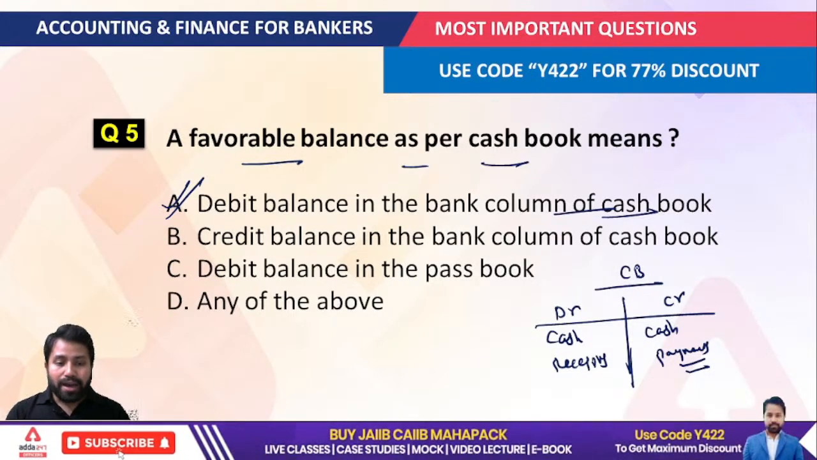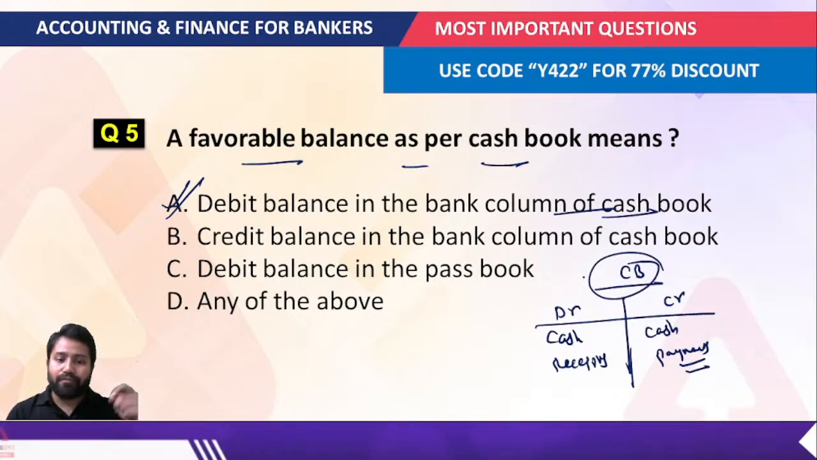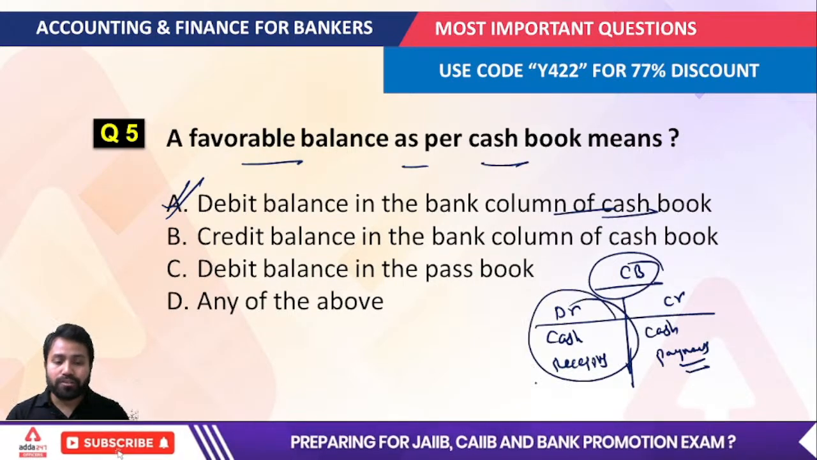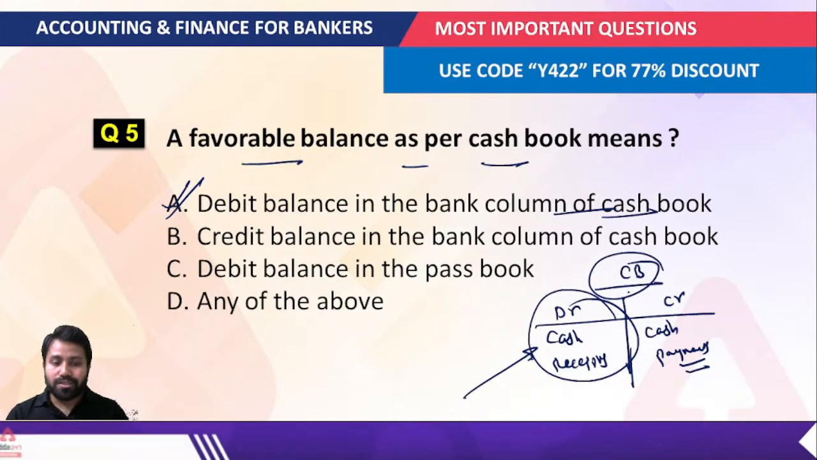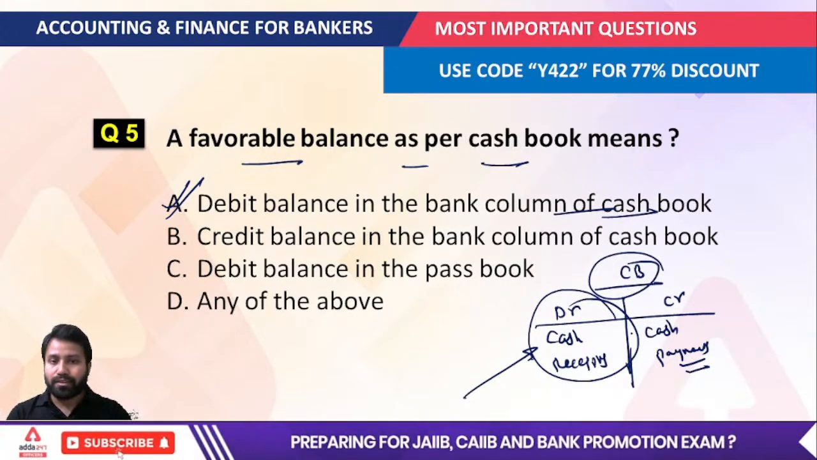An ideal cash book has a debit balance, because it represents the account balance, or the credit balance in the bank of the customer. So this is your cash book. I think it is understandable for everyone. Next question.